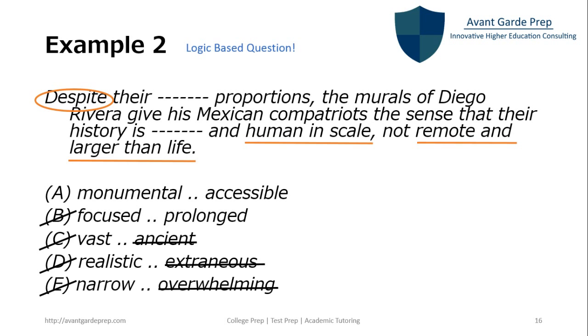So it doesn't necessarily matter which blank you start with, but always take one in isolation and then the other in isolation. And so now I have answer choice A left, and we're going to double check, insert both of these words into the sentence to make sure that it logically follows. Despite their monumental proportions, the murals of Diego Rivera give his Mexican compatriots the sense that their history is accessible and human in scale, not remote and larger than life. Yes, logically that makes sense, so A is going to be our answer.